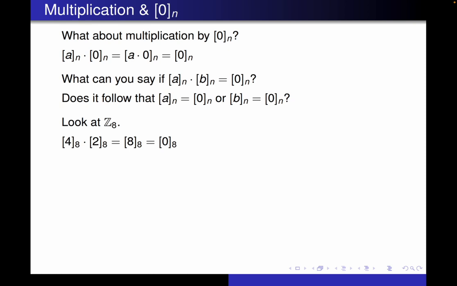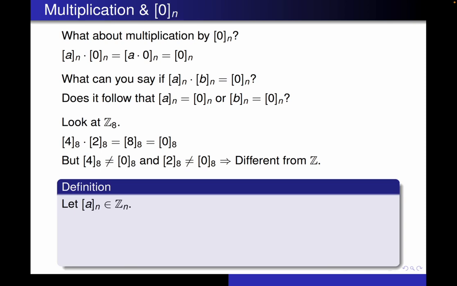We multiplied them together, we got 0. But one thing you might notice is that neither bracket 4 nor bracket 2 gives us 0 by itself. So we were able to take two non-zero congruence classes, multiply them together to get 0. So that is a little bit different from how the integers work.